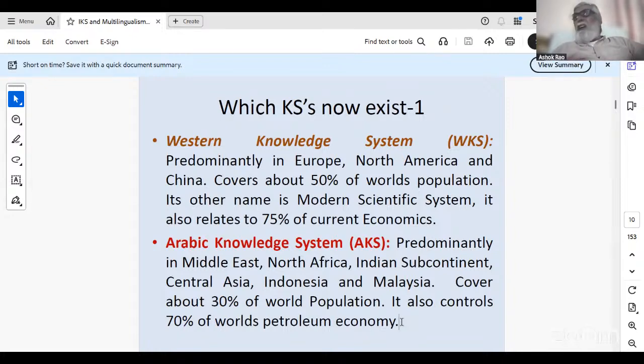40 years back, nobody was traveling to the Middle East. Today it's Abu Dhabi, Qatar, all the Middle East fiefdoms and small kingdoms. They have become economically very important because of the petroleum economy, the energy of which runs the world. 70% of it is controlled by them. Okay.